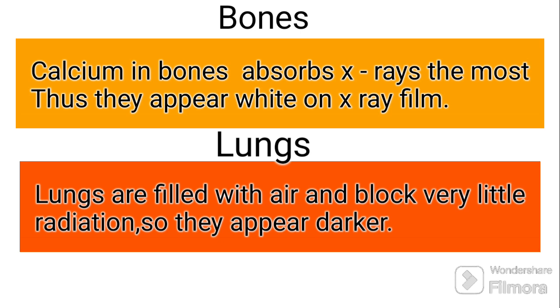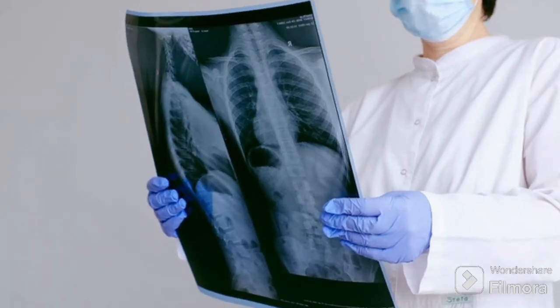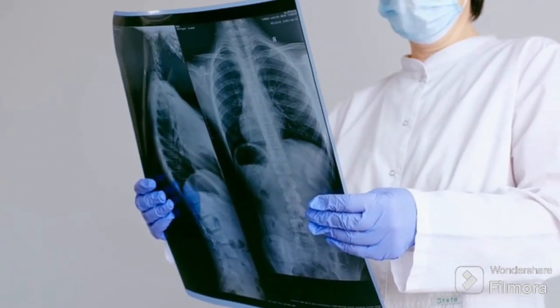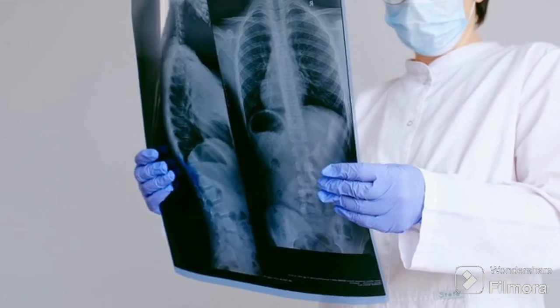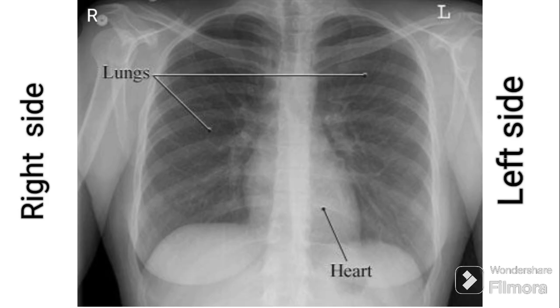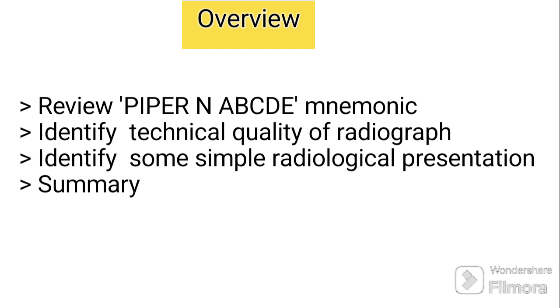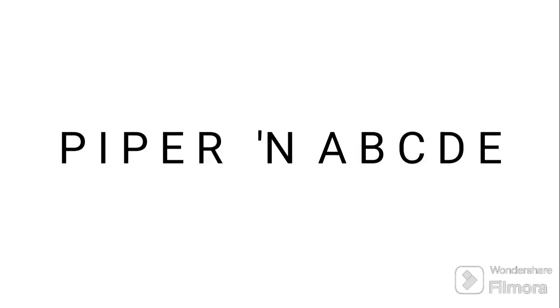So always assume that the patient to whom the X-ray belongs is facing you. So what is the reason for this? The right side of the chest X-ray is to your left, and the left side of the chest X-ray is your right. In this video tutorial, you will learn how to apply the PIPA and ABCDE mnemonic to assess the quality of a chest radiograph and to identify simple radiological presentations.